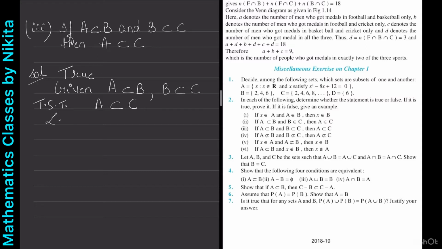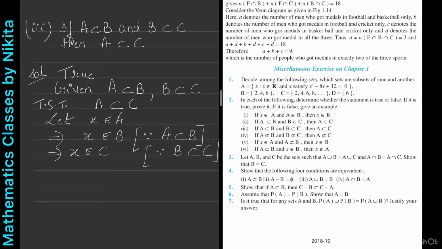So start with any arbitrary element X belonging to A. Now this implies that X belongs to B. Now you will say why? Because it is given that A is a subset of B. Okay, so you have to write the reasons. And this implies that X belongs to C because it is given to us that B is contained in C. तो यही हमें prove करना था. We have started with an arbitrary element X in A and we have proved that X belongs to C. So therefore A is contained in C. Okay, so this statement is true.